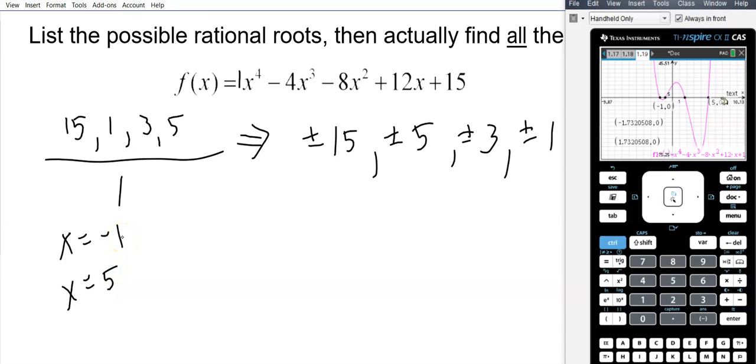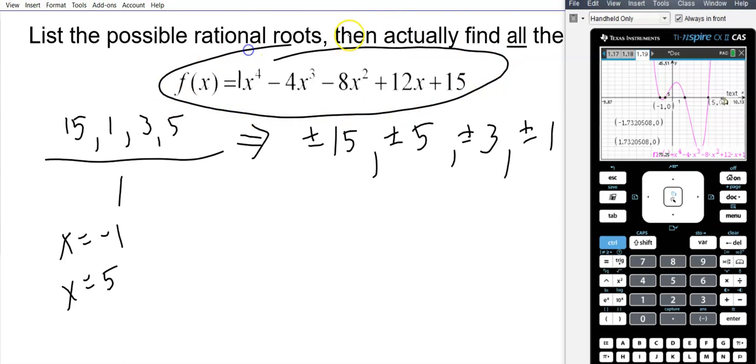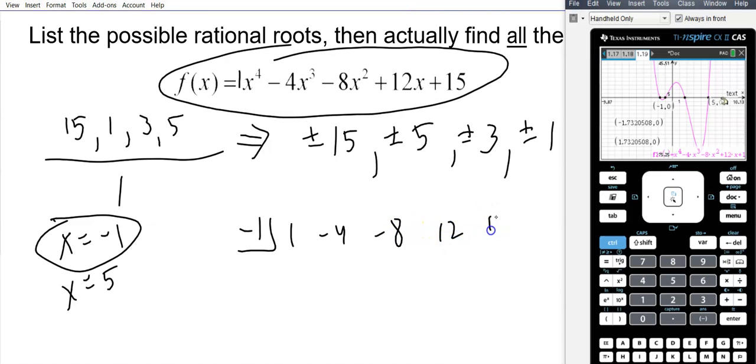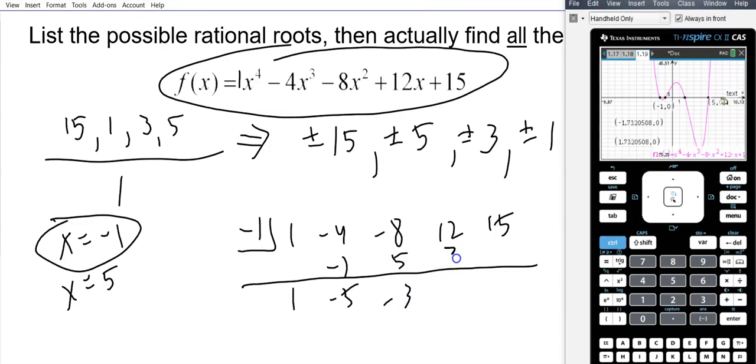It doesn't matter the order here, but what I want you to do is take this and we're going to synthetically divide out the -1 here. So -1, and it should be remainder 0. So we're going to have 1, -4, -8, 12, and 15. I should get a remainder of 0 when I do this. So I get 1, -1, -5, +5, -3, +3, 15. I'm not sure if this is going to work. Oh, it does. -15, 0. Phew, remainder.